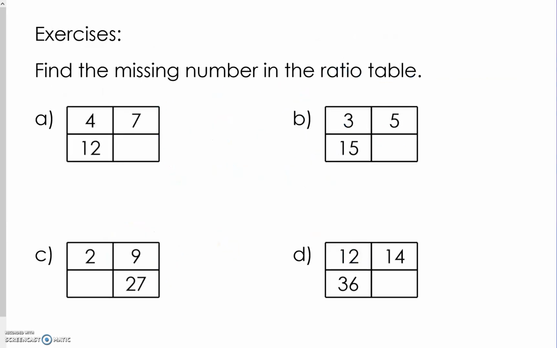This information could also be represented in a ratio table. In these tables, we look at the numbers going across each row. In this case, this is a ratio of 4 to 7. To go from 4 to 12, we multiply by 3. Therefore, we must multiply the 7 by 3. 7 times 3 is 21. Therefore, the new ratio is 12 to 21. Ratio tables are used to organize the numbers. Try B, C, and D on your whiteboard. Pause the video and then check your answers.